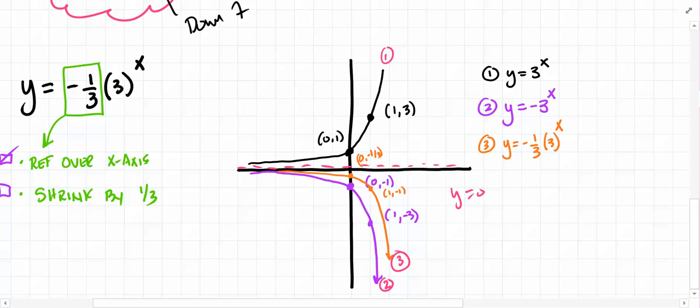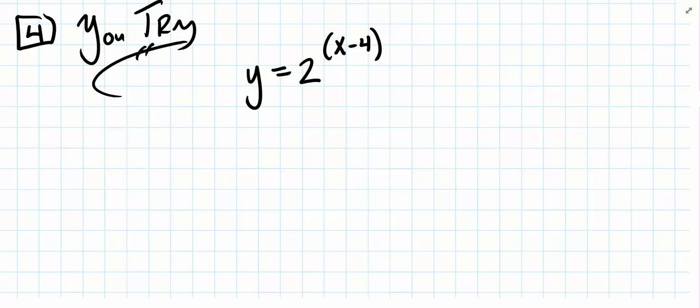Graph using transformations, 2 to the x minus 4. Talk me through it here. What do we know? What does that mean? It's 4 to the right. Yeah, 4 units to the right, okay?